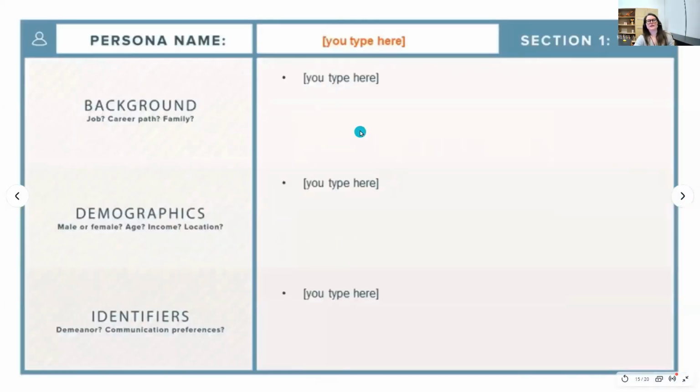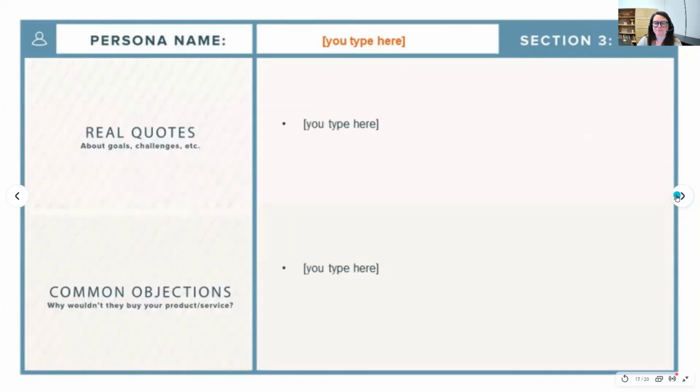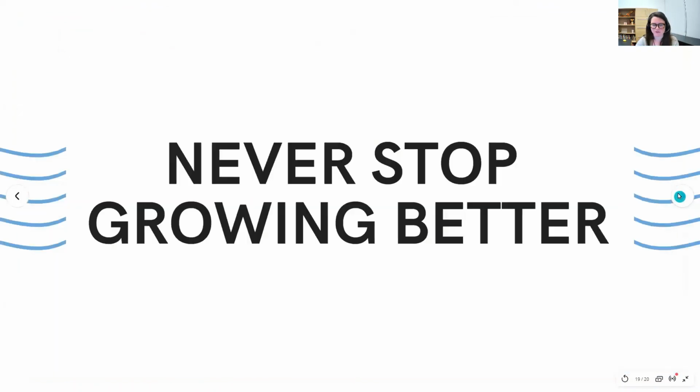So here is a template that I am happy to send to anyone who's interested. I'll probably just send it to everyone who signed up, but it's really great. It walks you through the sections of creating a persona. So that was the who, this is the what, there's why, and how. And they're editable. This is just a JPEG that I put in my presentation.